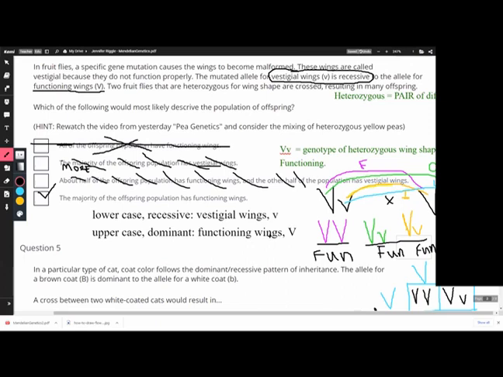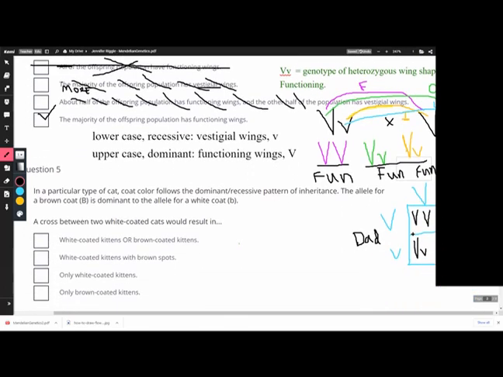So what we do is we do the FOIL or we use the Punnett Square, which we're going to get more on next week. Either way, we're going to figure out how many of each type we have.